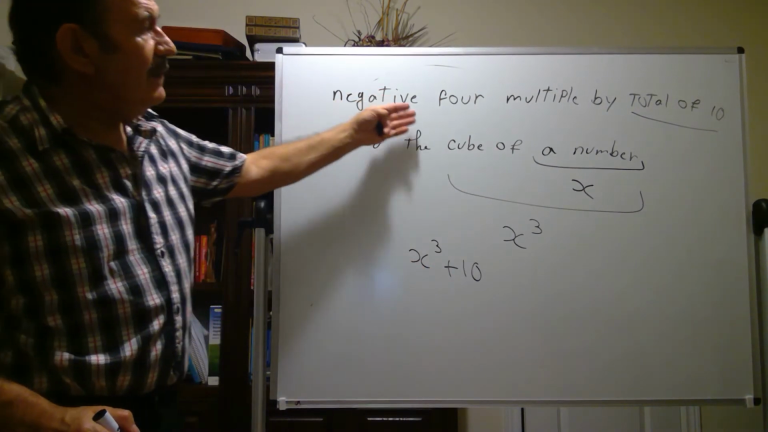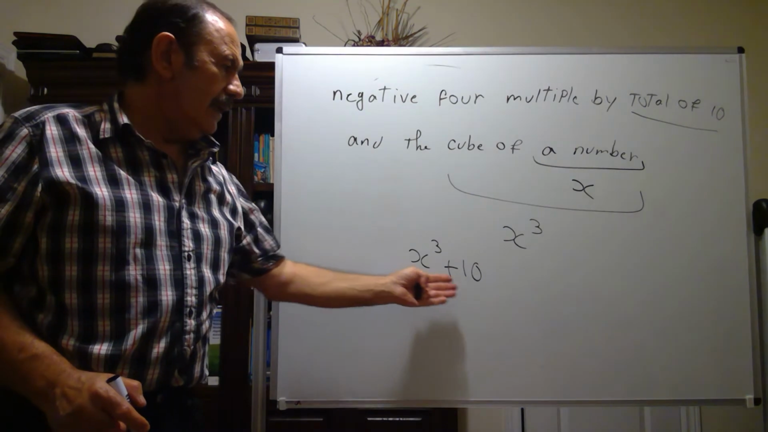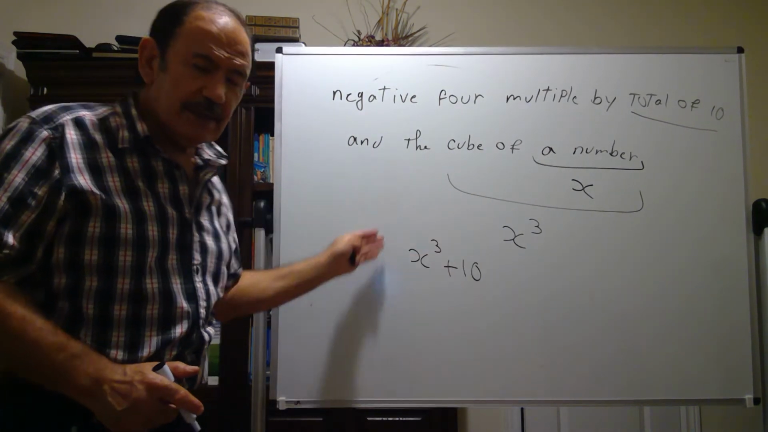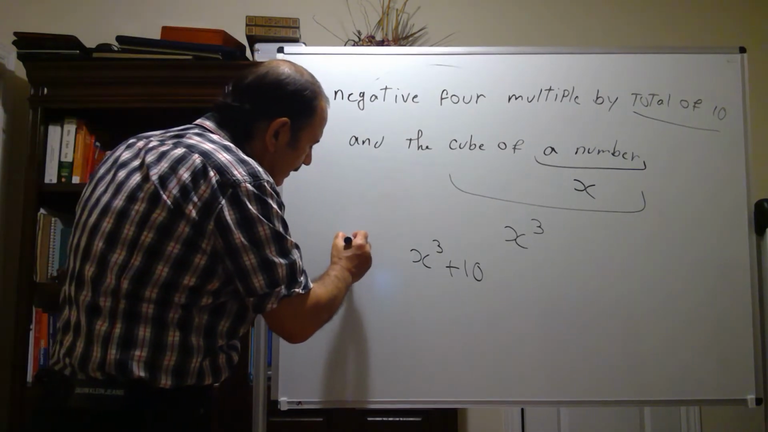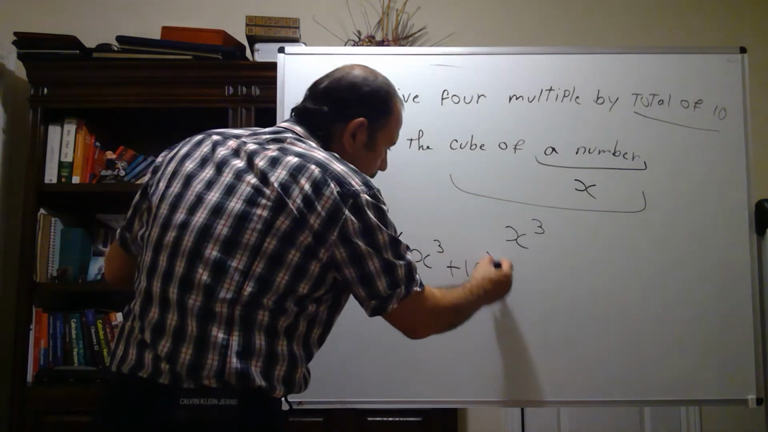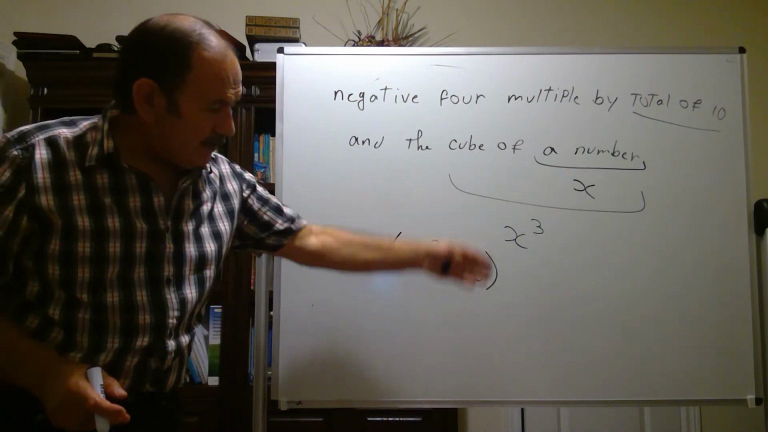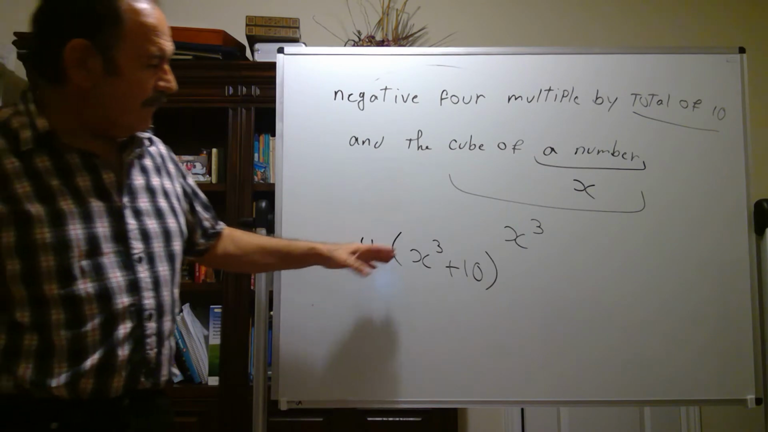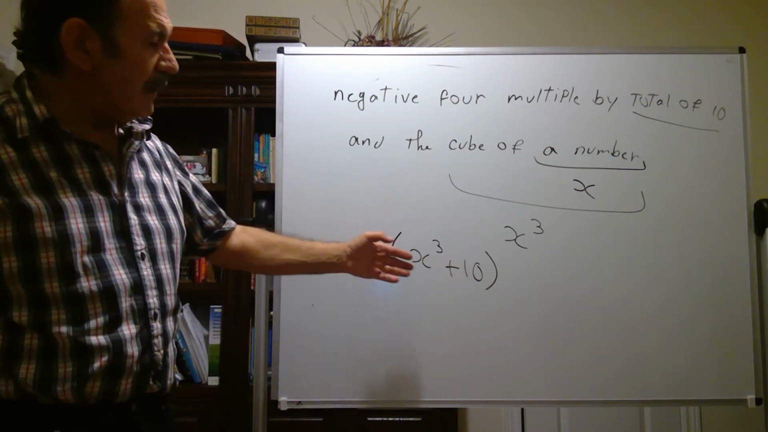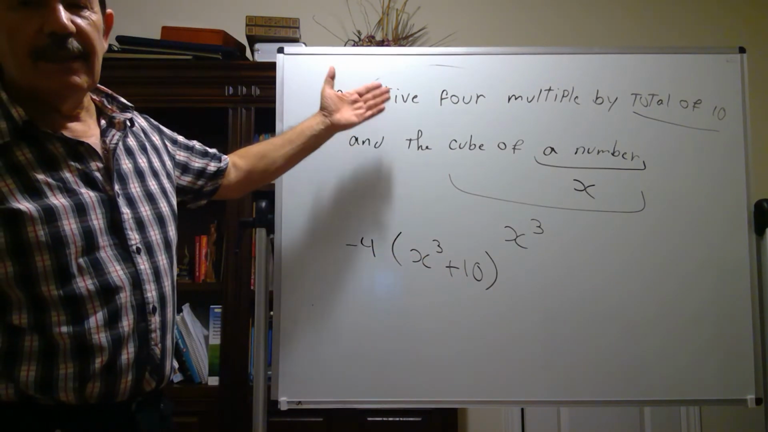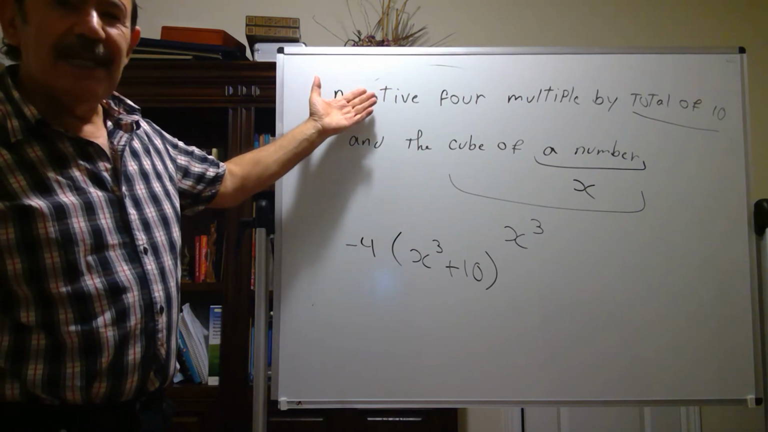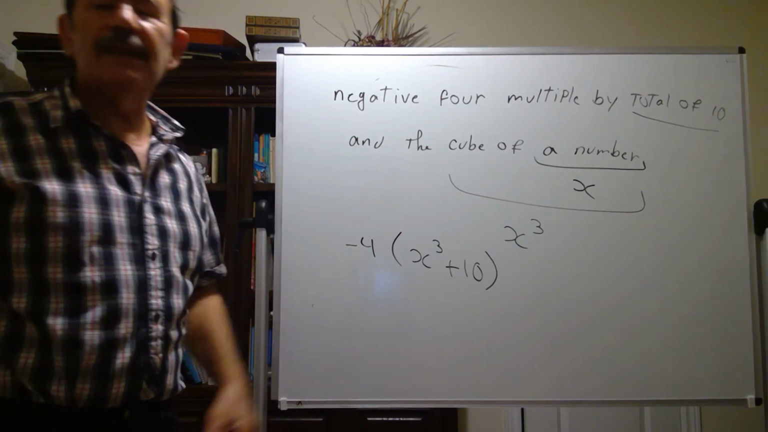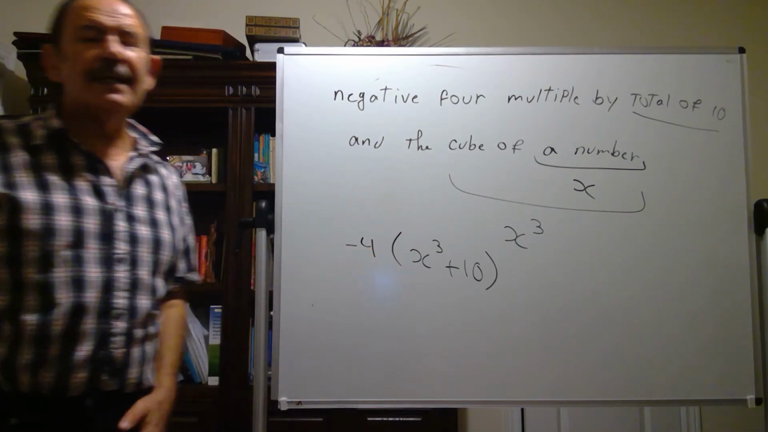Then it says -4 multiplied by x cube plus 10. So it means -4 should be multiplied by this whole sentence. So it's going to be -4 multiplied by, because -4 should be multiplied by total of this one, I should put it inside the bracket. So this, -4 multiplied by x cube plus 10, is the translated format of this verbal expression to the mathematical language, or to the variable expression.